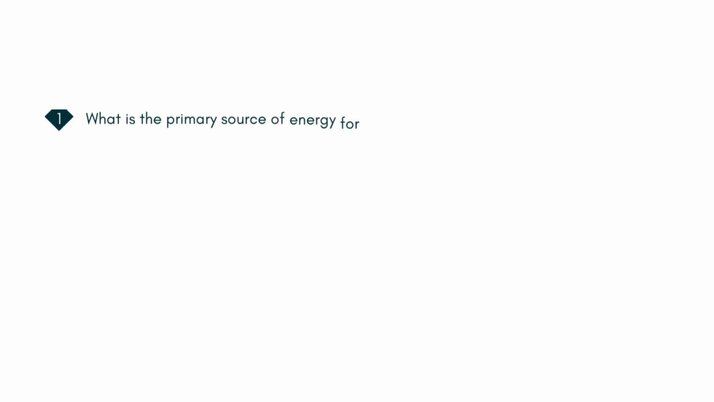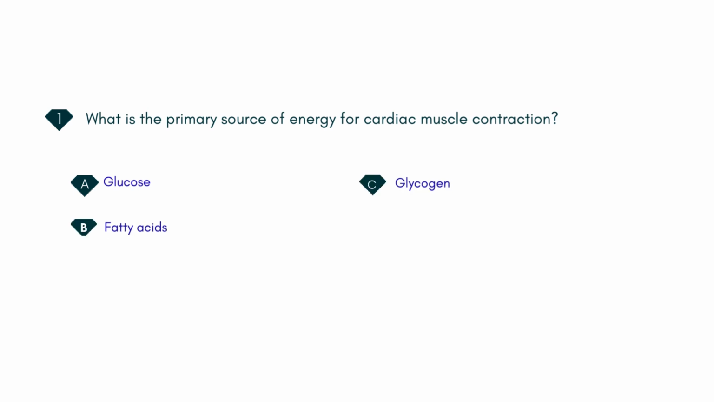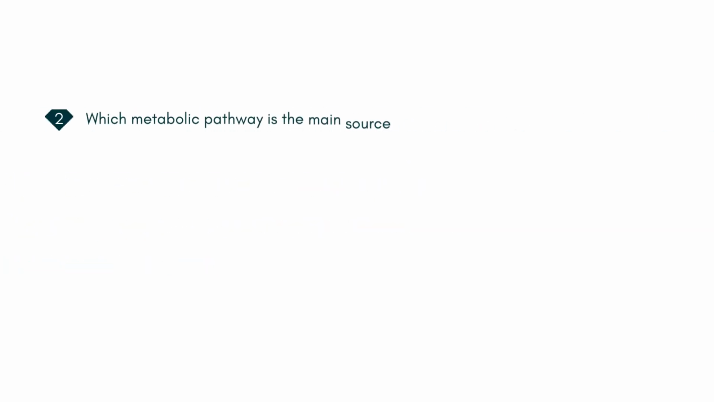What is the primary source of energy for cardiac muscle contraction? A. Glucose. B. Fatty acids. C. Glycogen. D. Creatine phosphate. Answer B. Fatty acids. Which metabolic pathway is the main source of ATP during prolonged cardiac activity?